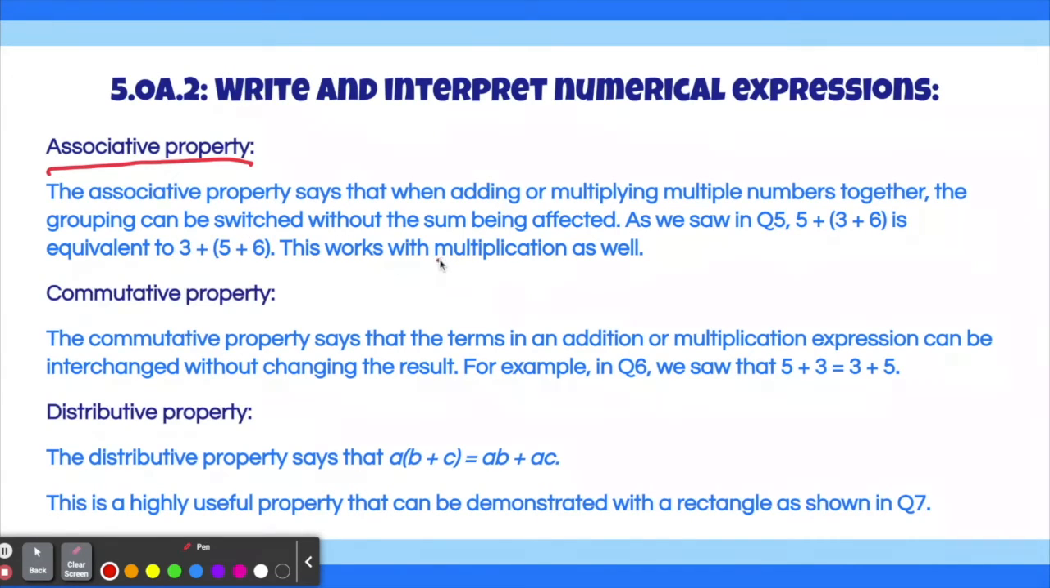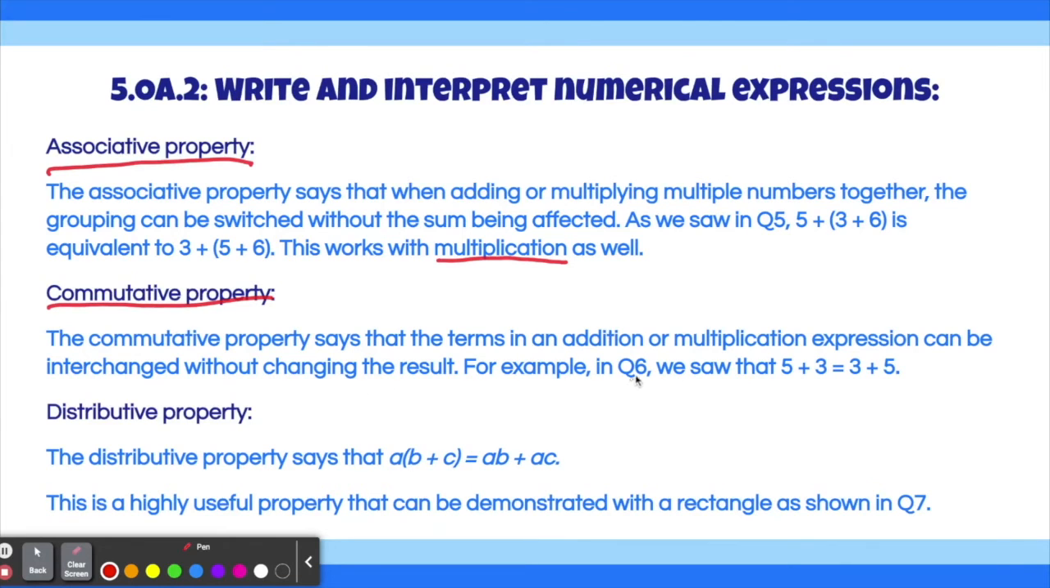This works with multiplication as well, but you can only have one type of operation in the whole expression. Like you can't have multiplication here and addition here because they can't be switched around. It has to all be addition or all be multiplication for the associative property to work. Next, we have the commutative property. The commutative property states that the terms in an addition or multiplication expression can be interchanged without changing the result.